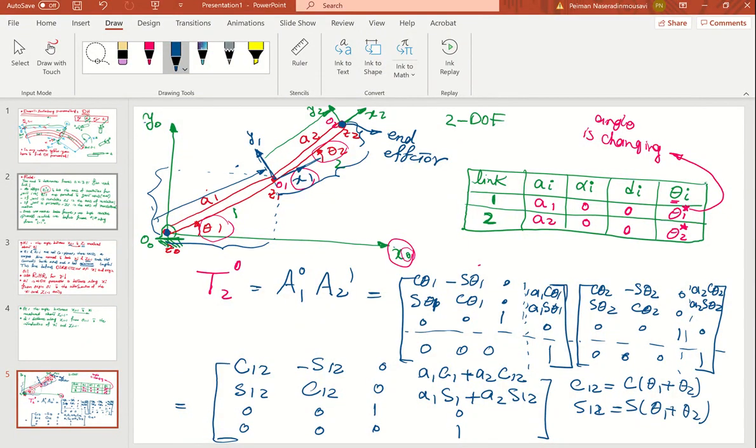Again, I want to emphasize: in the homogeneous transformation, this is the distance or offsets between the origins of the frames. These are the origins of the frames. But in the rotational part, this is the rotation matrix of the axes. Understand?